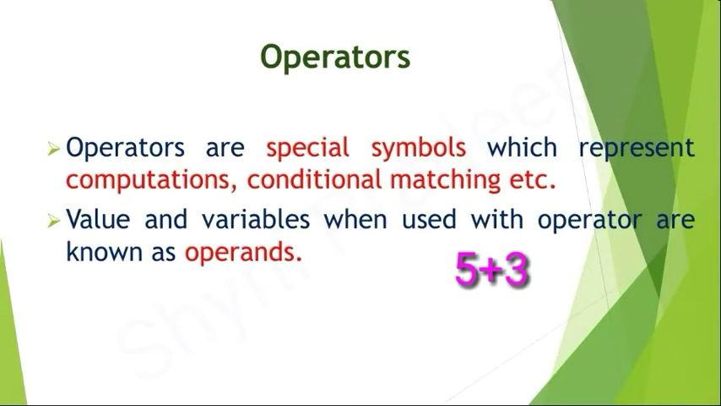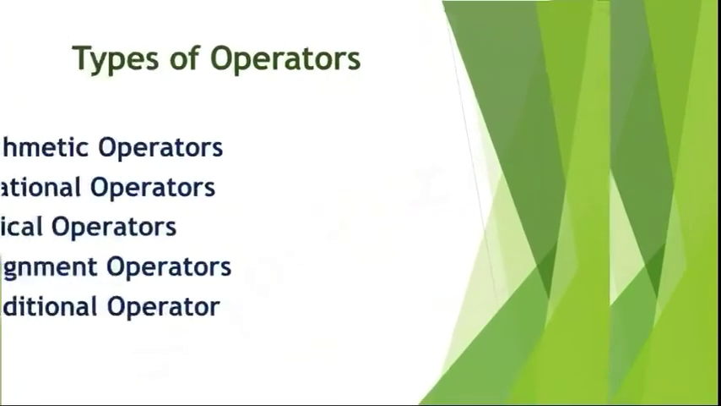Here plus is an arithmetic operator. The values used with this operator are called operands. Okay. Whatever value you are using with this operator, that is called operands. The values 5 and 3 are called operands. Plus is the arithmetic operator. So values are called what? Operands.